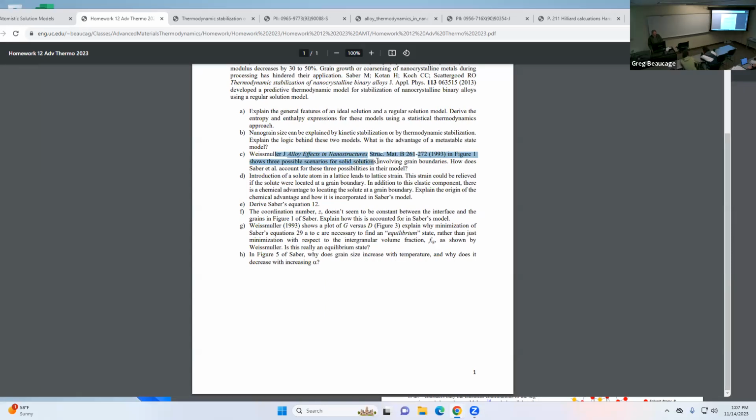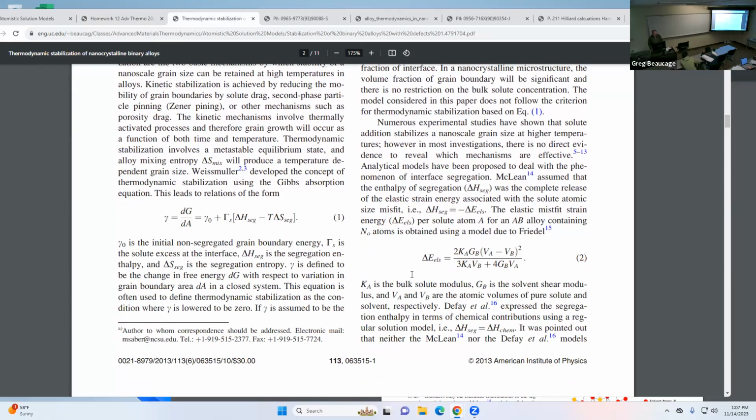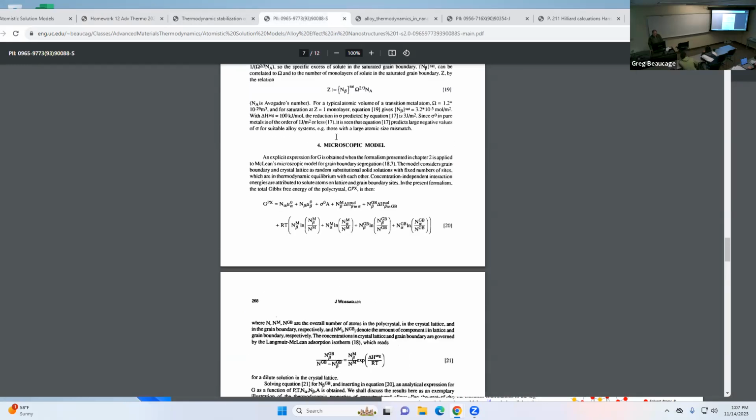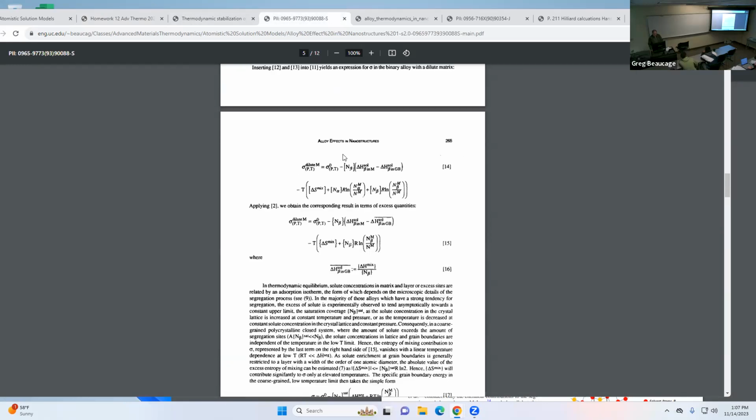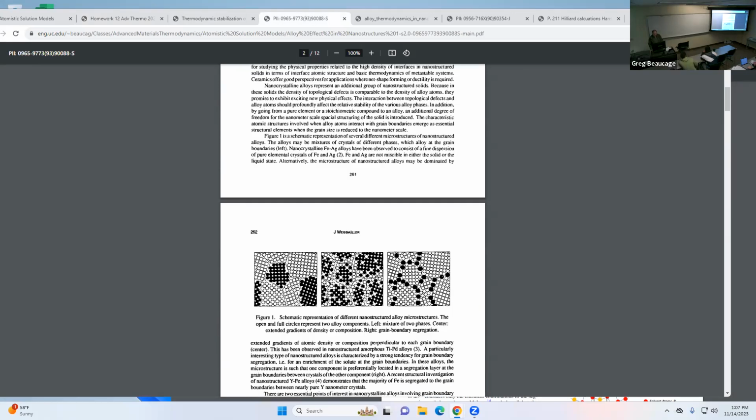Weissmuller shows the three possible scenarios. So how does Saber account for those three? So the ground state one is accounted for because he's talking about change in free energy. The base one is that state one of this thing. In other words, the delta G is between the first picture and the other two. And then he's got a free energy expression for this thing, and he's got a free energy expression for this interfacial thing. So those two things are the two things he's taken the minimum of, including also how big is that interface.